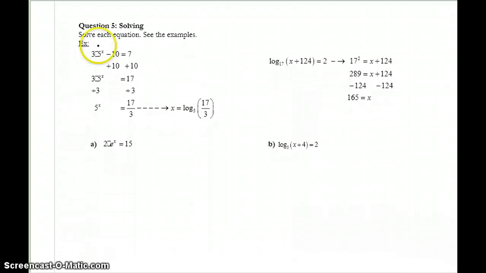For the solving section, these should all be multiplication. I've got a couple examples there. Those are the examples in your packet. So let's look at parts A and B.